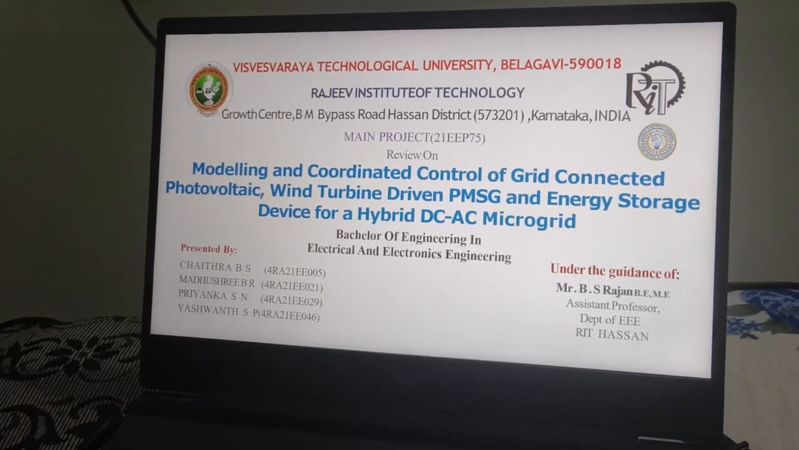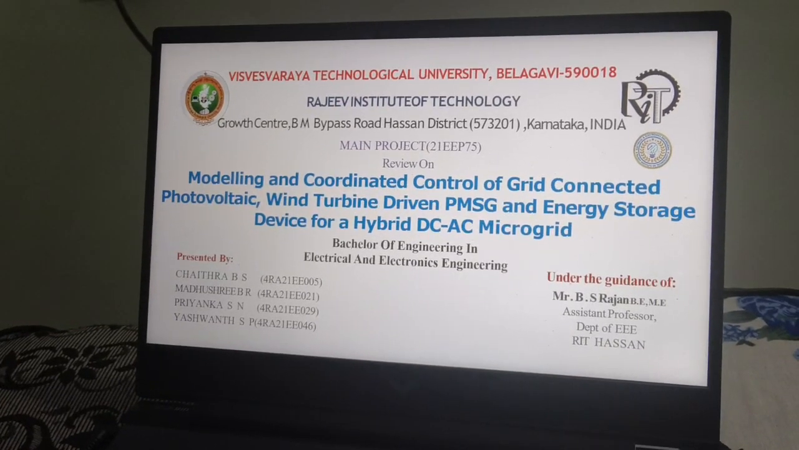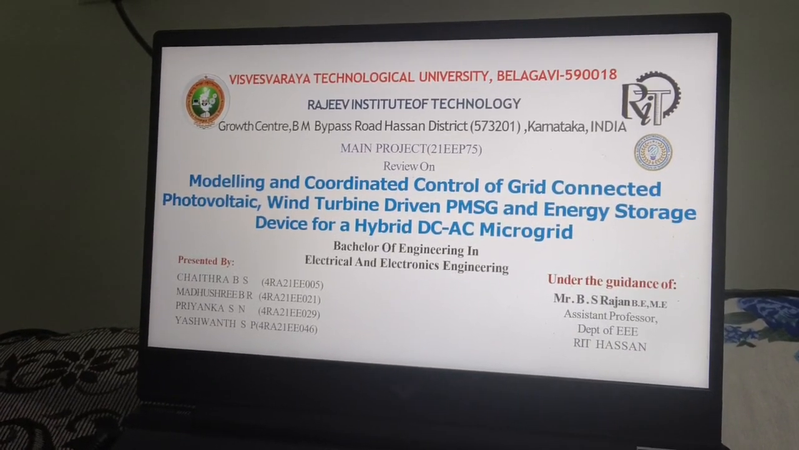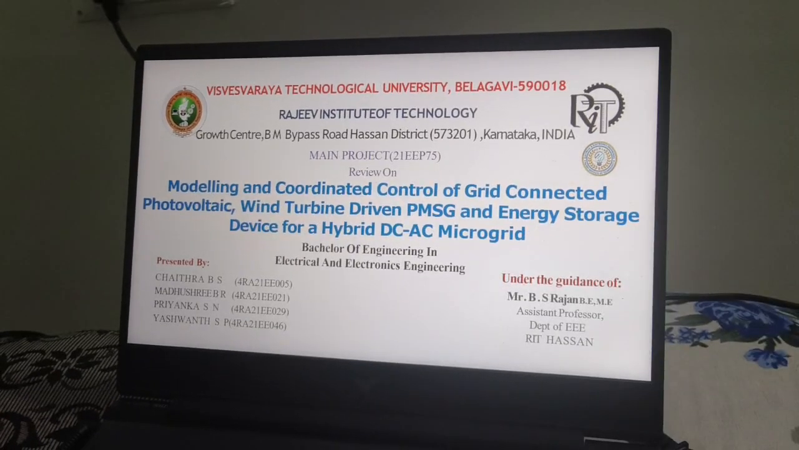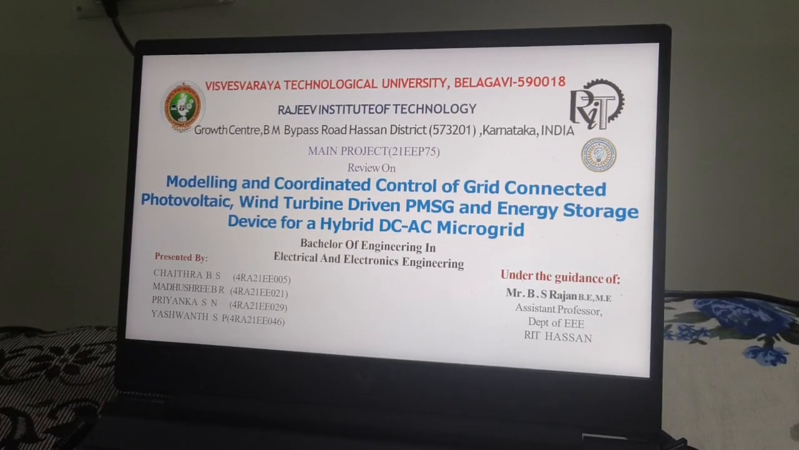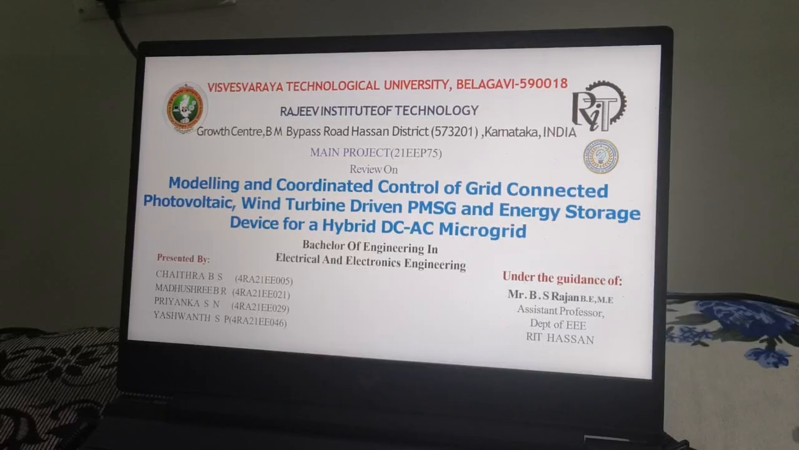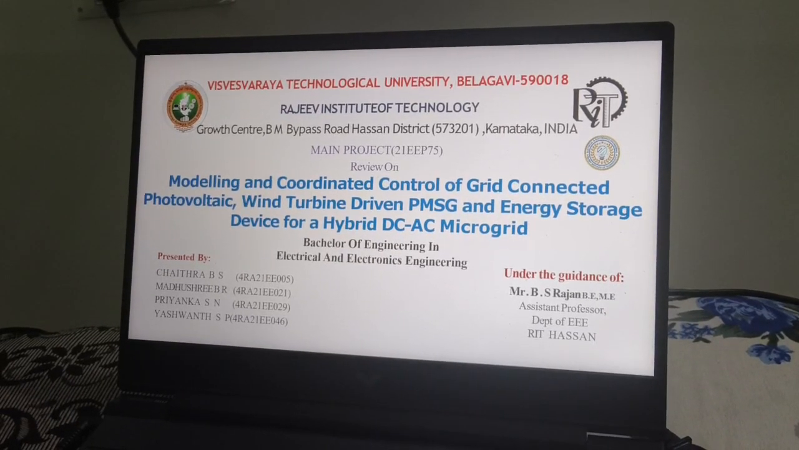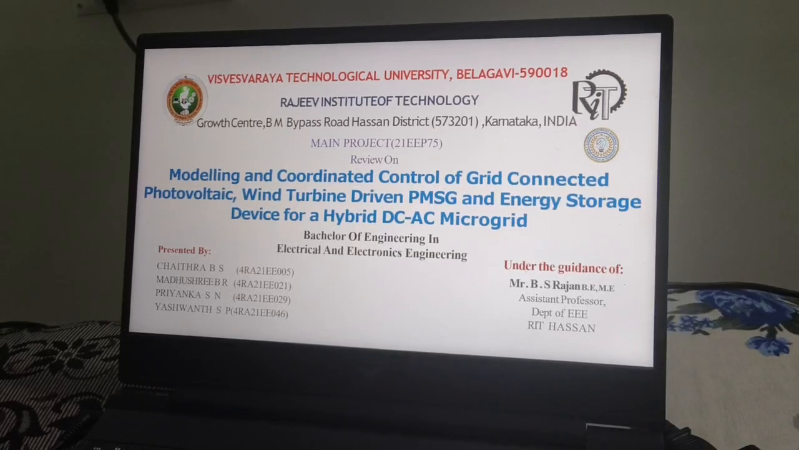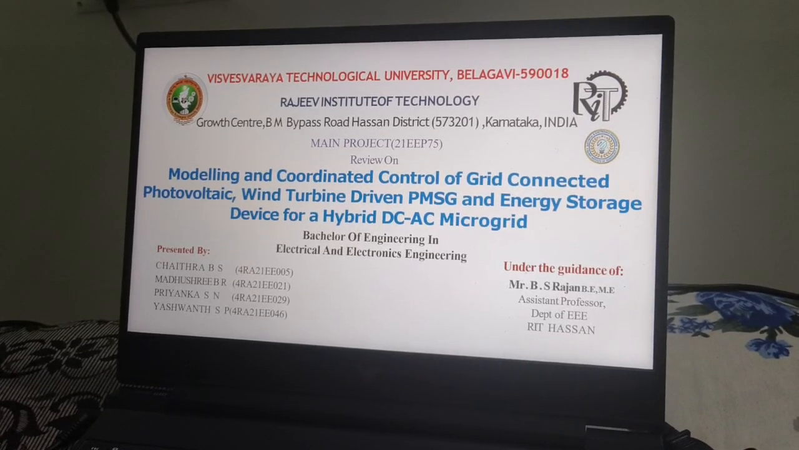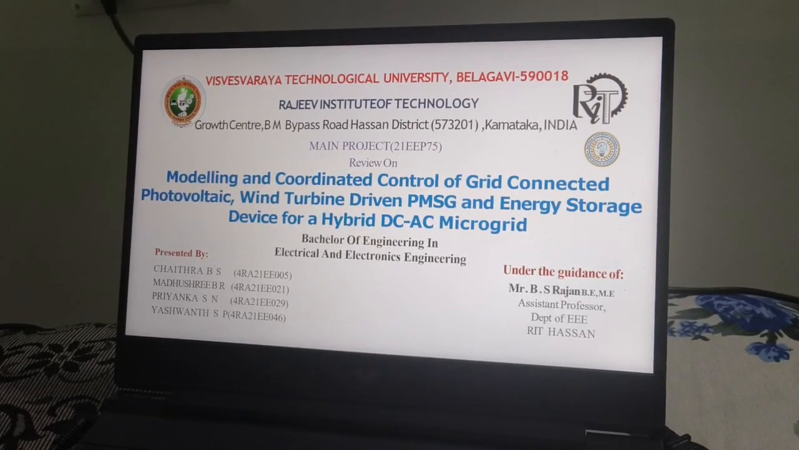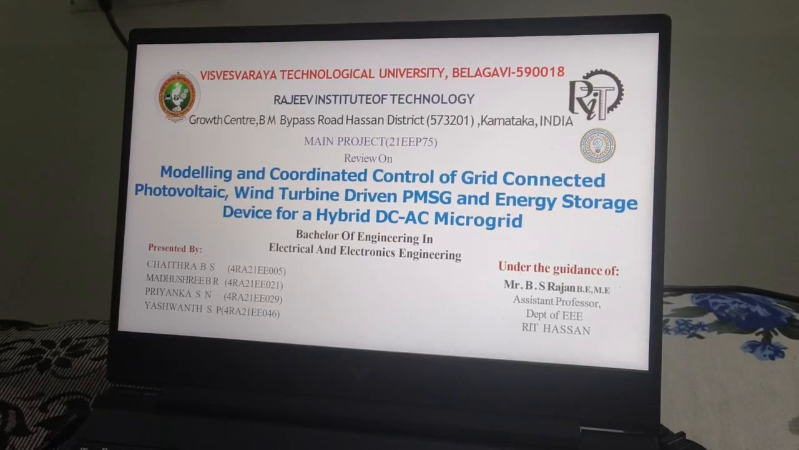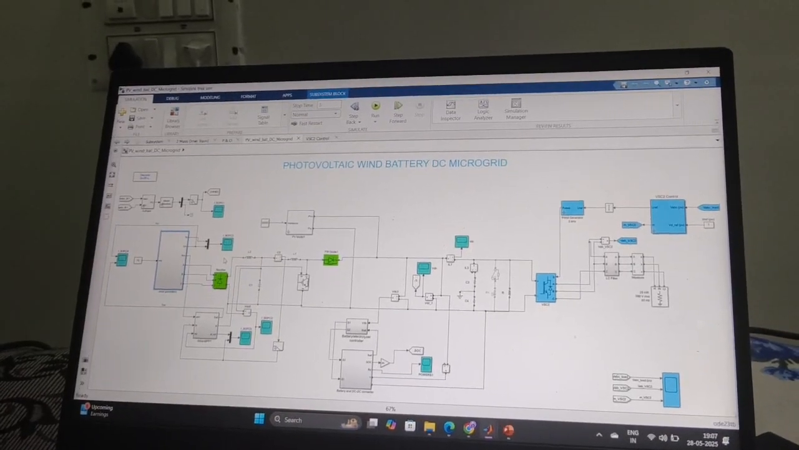We completed this project under the guidance of Mr. Rajan B.S., Assistant Professor of the Department of EEE at RIT College, Hassan. Our teammates are Chaitra B.S., Madhushri B.R., Priyanka S., and I am Yashwanth S.P. I will explain my project.